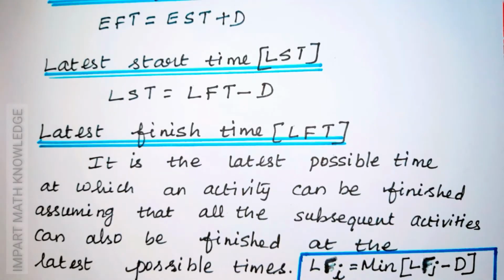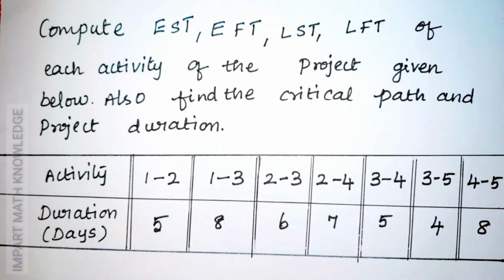Latest start time, LST, is equal to LFT minus D. Latest finish time is the latest possible time at which an activity can be finished, assuming that all the subsequent activities can also be finished at the latest possible times. Latest finish time of ith node is equal to the minimum of latest finish time of jth node minus D. This method of calculating time estimates we call backward pass calculation.